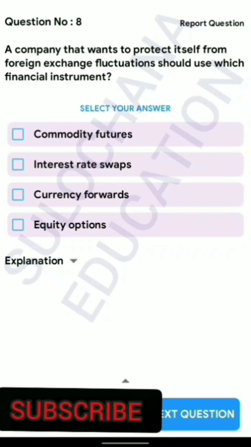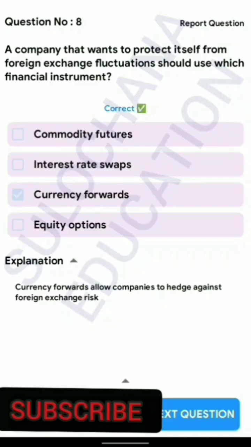A company that wants to protect itself from foreign exchange fluctuations should use which financial instrument? Options are A, commodity futures, B, interest rate swaps, C, currency forwards, D, equity options. Correct answer C, option C, currency forwards.